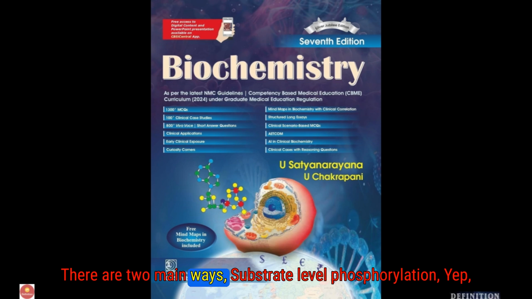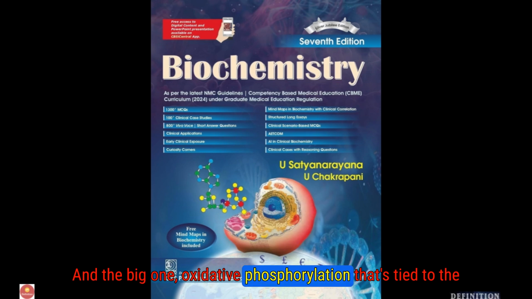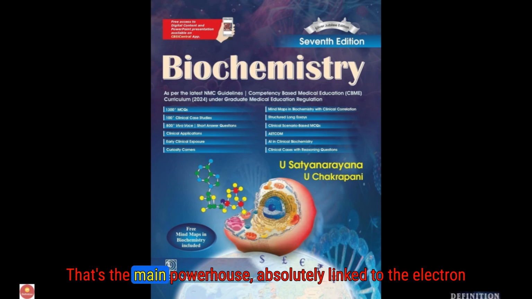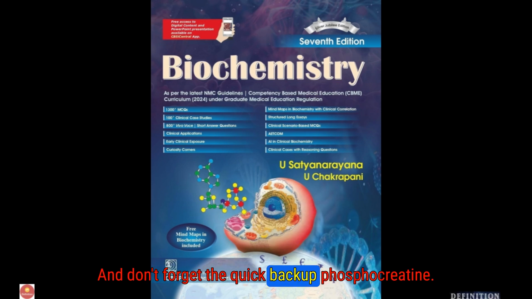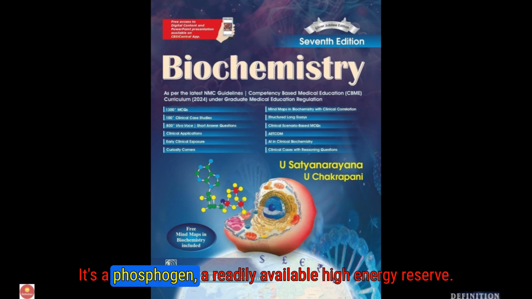And making that ATP, regenerating it, there are two main ways. Substrate-level phosphorylation. Yep, direct transfer, like you see in glycolysis. And the big one, oxidative phosphorylation. That's tied to the mitochondria, right? That's the main powerhouse. Absolutely. Linked to the electron transport chain. And don't forget the quick backup. Phosphocreatine. Yeah, in muscle and brain. For when you need ATP fast, it's a phosphagen, a readily available high-energy reserve.